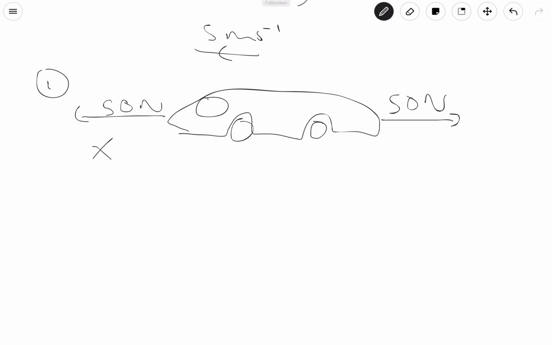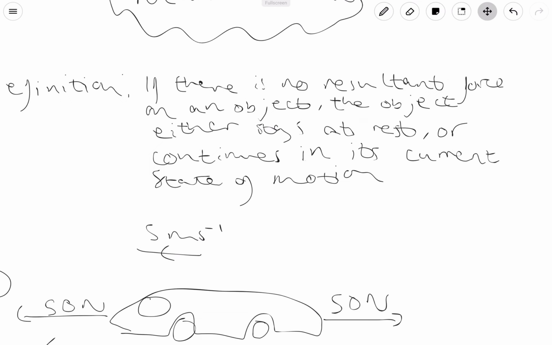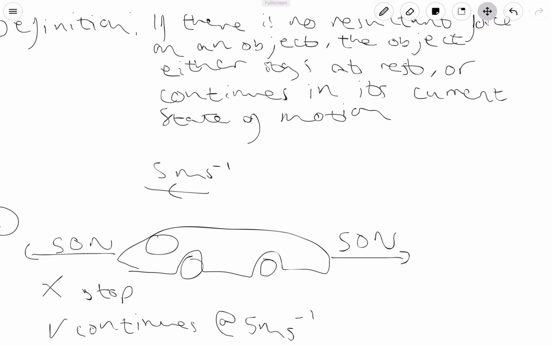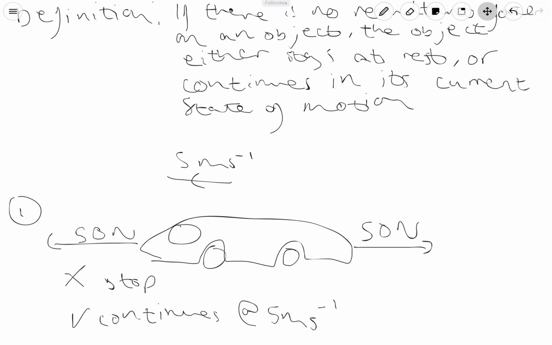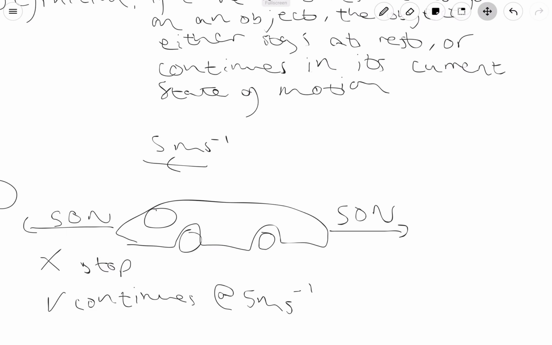What it means is that it does not stop, it continues at 5 meters per second. Now, that's because of this rule, this law, that there is no resultant force, because 50 minus 50 is 0. The object either stays at rest or continues in its current state of motion. Now, the object cannot stay at rest because it already has a state of motion, and that motion is a velocity of 5 meters per second to the left. So the car simply continues at 5 meters per second. In other words, it stays in its current state of motion.